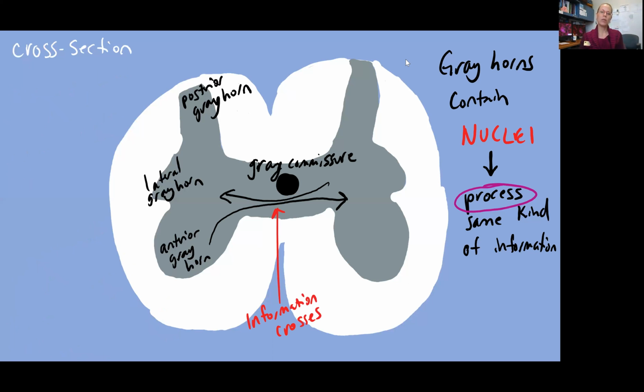You also have what's referred to as the gray commissure. So again, that word, 2 M's, 2 S's, is having the same function here that we saw for the white commissure, except it's connecting the gray matter. So again, it's connecting the gray matter, the left side, to the right side. So information is crossing here.